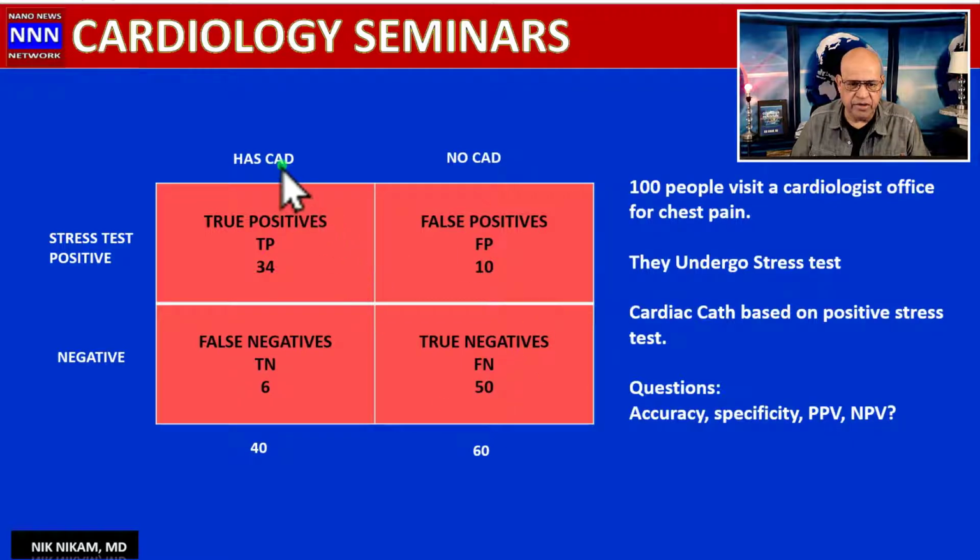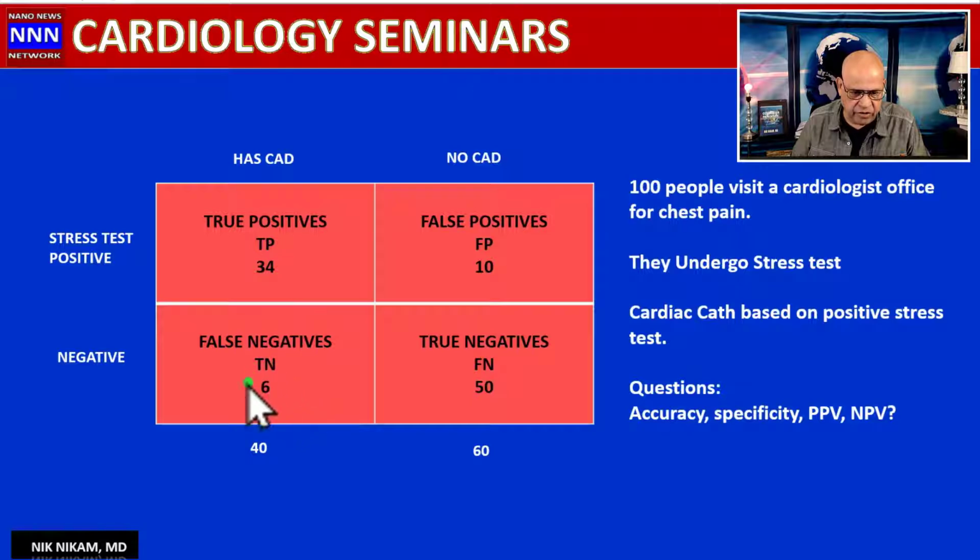If the patient had coronary artery disease and had a positive stress test, we put them here. So there were 34 people who had coronary artery disease and the stress test correctly identified them as having an abnormal stress test. So that's well and good.